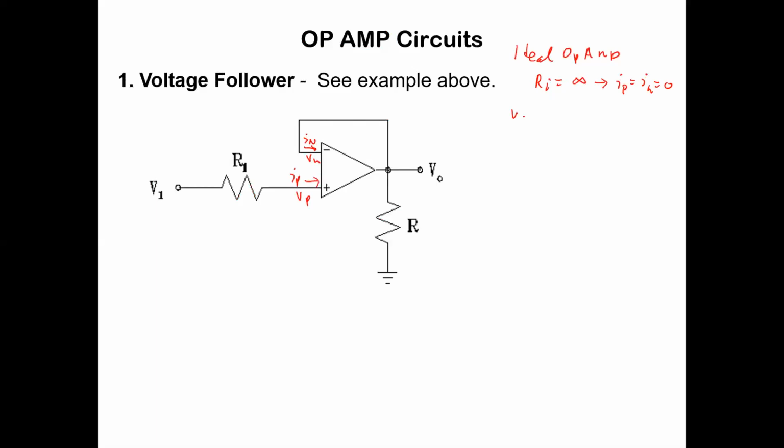And the negative feedback is telling us that because of negative feedback, Vn is going to equal Vp. And in this case, Vn equals Vo. So therefore, when Ip equals 0, this is true because of this negative feedback and this connection of this wire here. And what is Vp? Well, if Ip equals 0, there's no voltage drop across R1, right? So what is Vp?